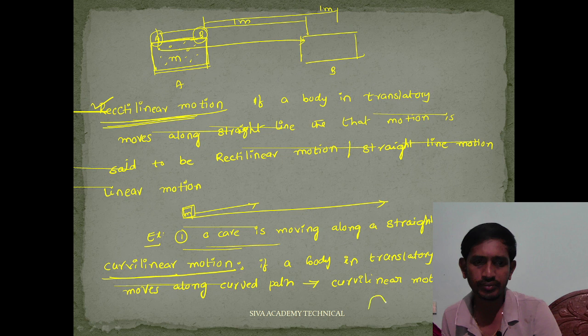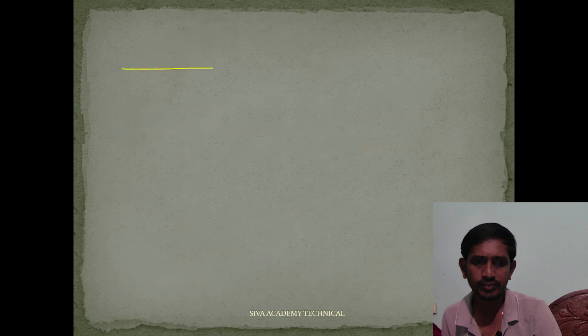A simple example here: a car follows a curved path. Therefore we can say that the motion of the car is curvilinear. The best example is that if you throw a stone upward, so this is my ground here, and we throw any object at an angle theta with respect to the ground, the path always follows a curved path. This is also an example of curvilinear motion.